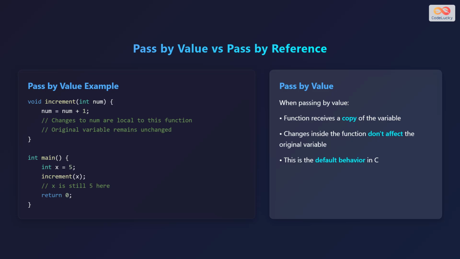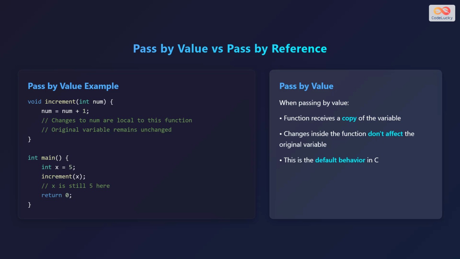Here is an example of pass by value. The code defines a function called increment that takes an integer number as input. Inside the function, number is incremented by 1. However, this change is local to the function, and the original variable remains unchanged. In the main function, an integer x is initialized to 5. The increment function is called with x as the argument. After the function call, x is still 5 because increment only modified a copy of x.